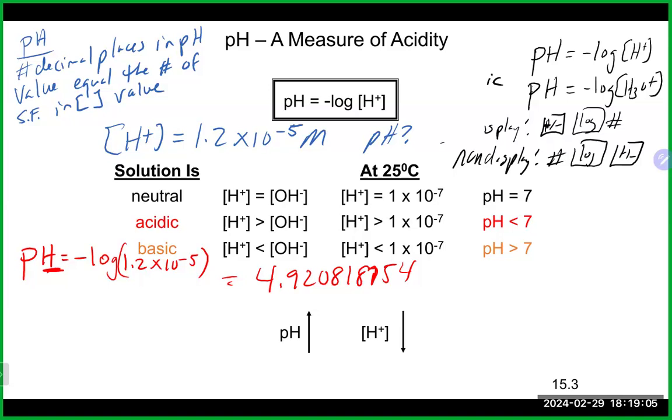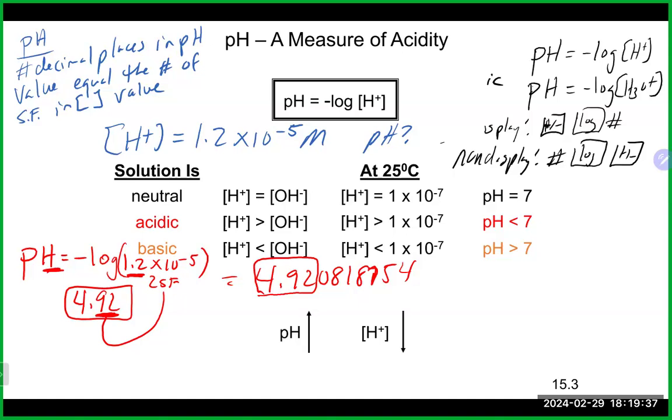Now, the answer should end up being what? The answer should end up being 4.92. The answer should be 4.92. This has two significant figures. Well, not significant figures, but I have two decimal places in my pH value. So significant figures to decimal places.